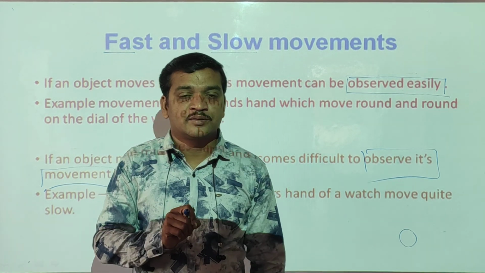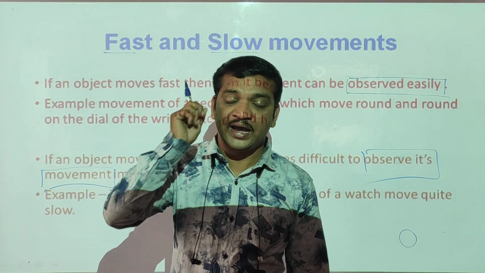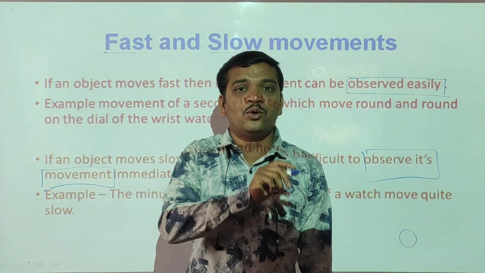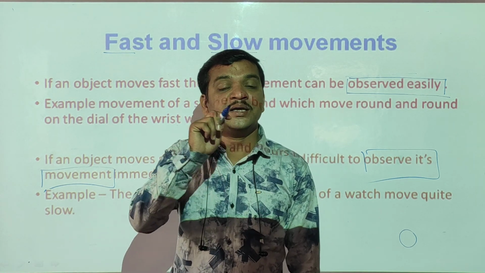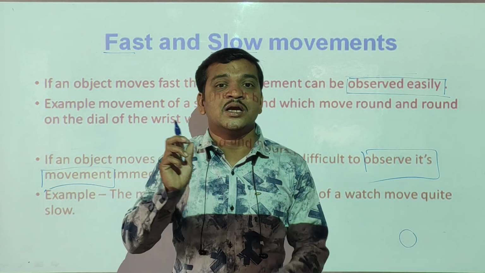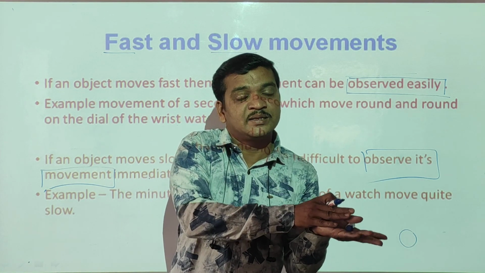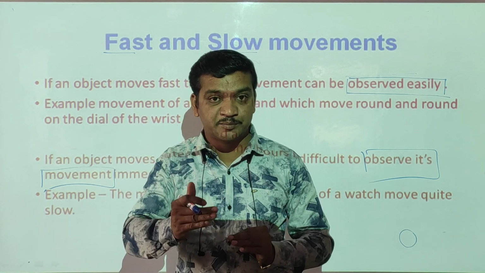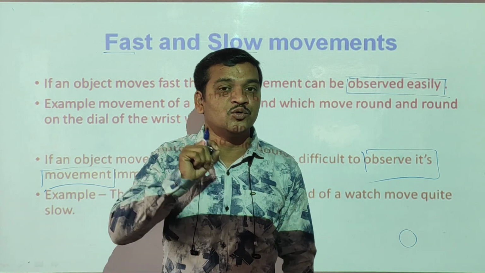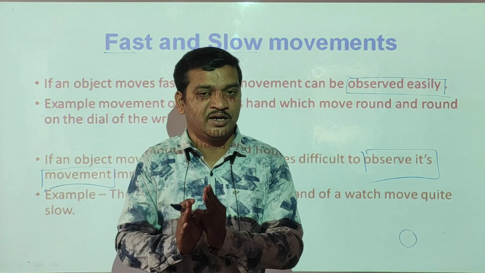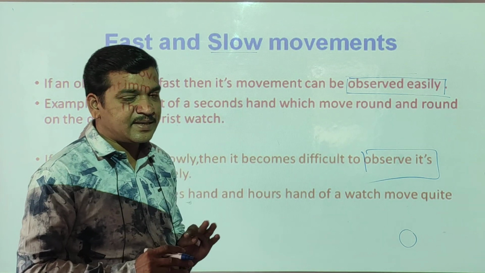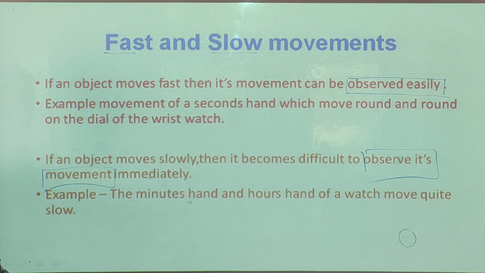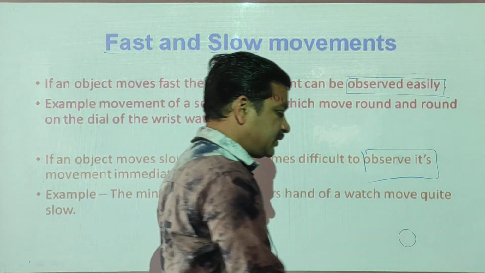But the minutes and hours hands, okay, these 2 hands move very slowly. They are also moving, but their movement is very slow compared to the seconds hand, and that is why we cannot immediately observe their movements. But actually they are also moving, but their movement is very slow. Understood? So this is one example to clear the fast and slow movements.